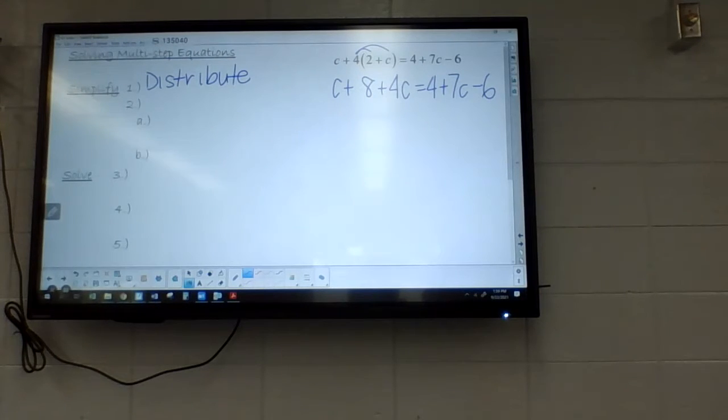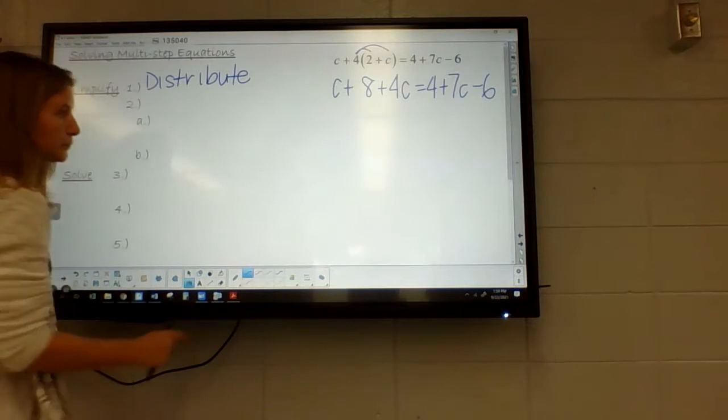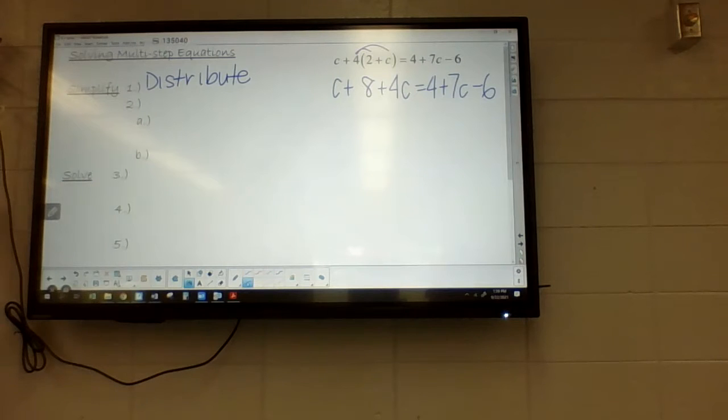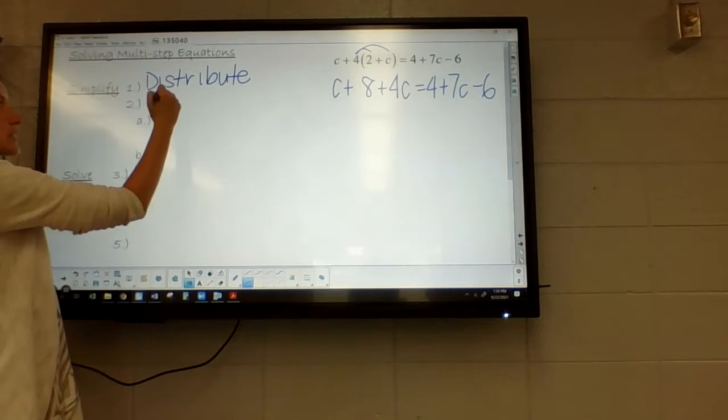All right, so once we've distributed, there's no more parentheses. Now we're going to do some combining like terms. I have 2 steps in my combining like terms, and you don't really have to break it down this way, but I'll explain it.